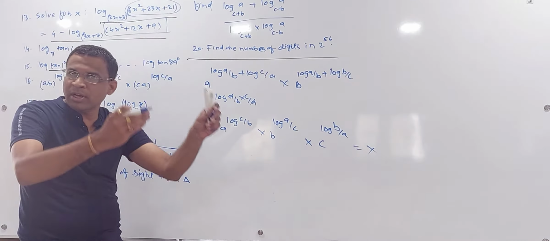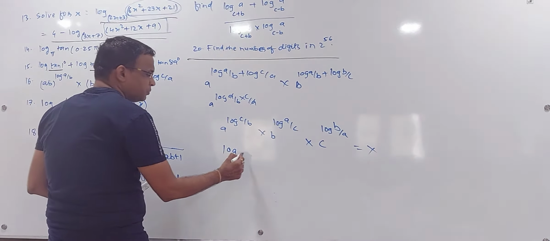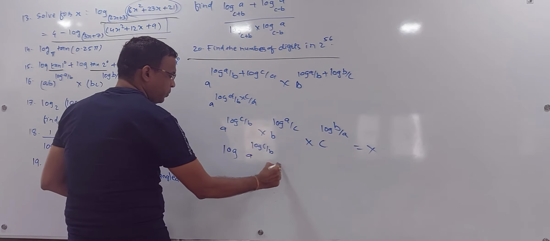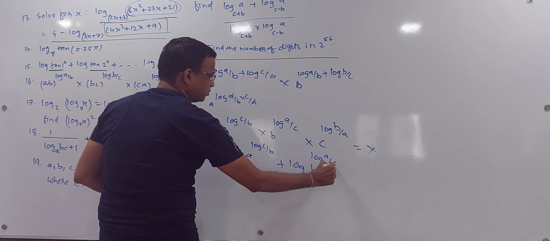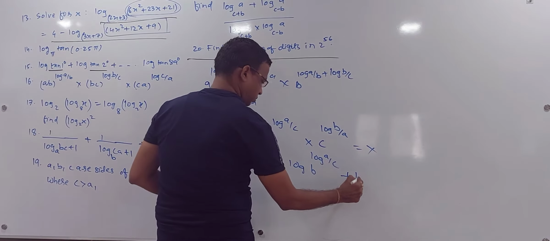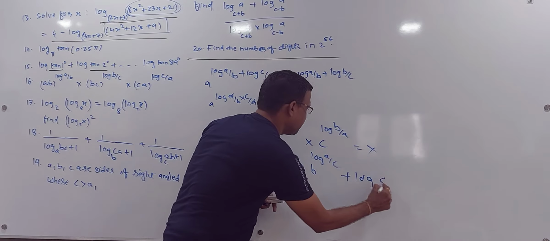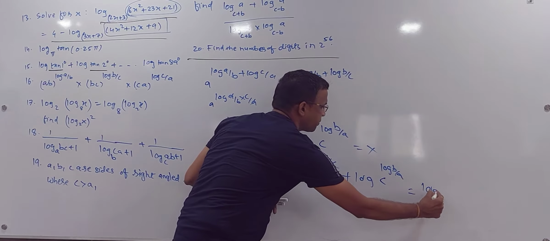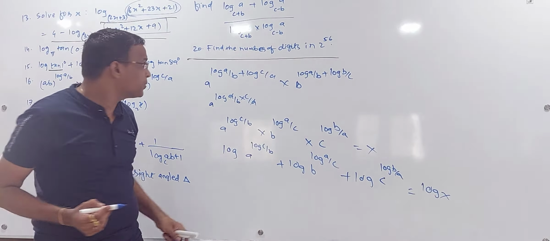log of m, n and p is log m plus log n plus log p. So log m plus log n plus log p, and here is log x. See, we have to find the value of x. By taking log of both sides, I got log x.